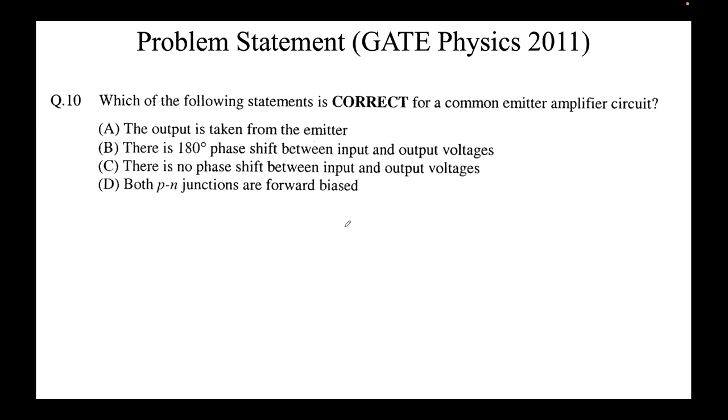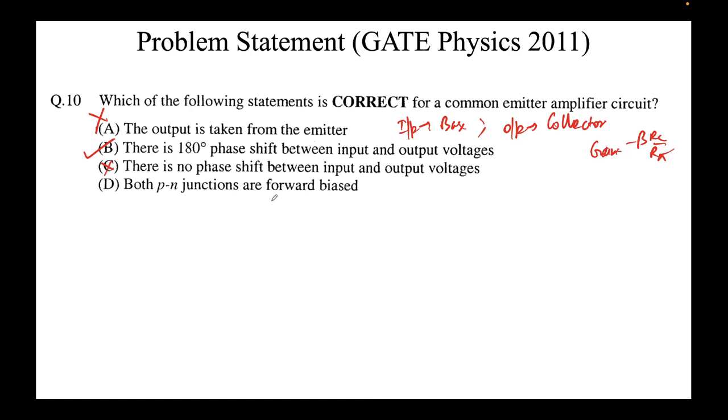Now we'll come back to our problem. We saw that input was base, output was collector. So the first option is wrong. The second option says there is a 180 degree phase shift between input and output voltage. That is correct. We derived the expression for gain, minus beta RC upon R pi, so input and output voltages were 180 degrees out of phase. So this is correct.